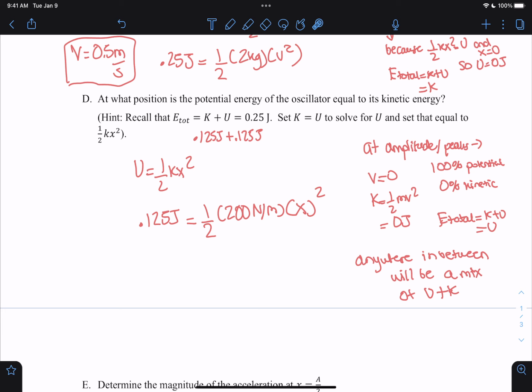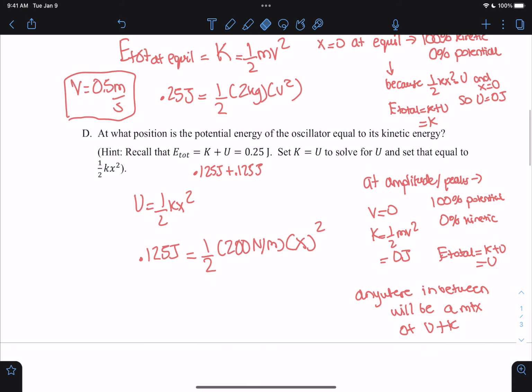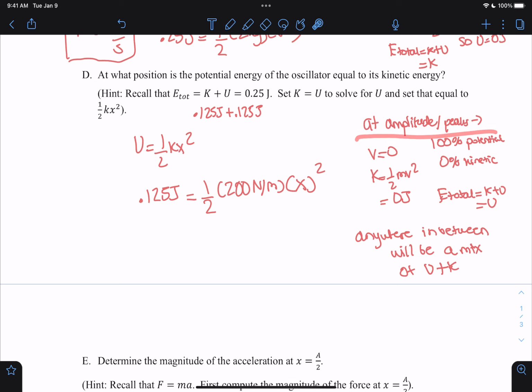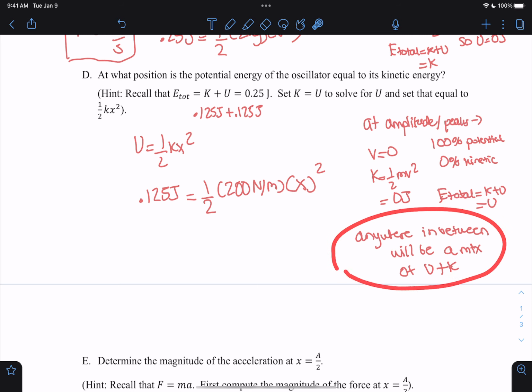Once again, the reason that we're using 0.125 is that they told us that the potential energy has to be equal to kinetic. At the same time, we know that the sum of those two types of energies must be equal to the total energy at all times, so I must conserve that 0.25. The way I get that 0.25 will differ. At equilibrium, it's going to be all kinetic, so I'd have 0.25 joules of kinetic energy. At the amplitude, at the maximum compression or stretching distance, it's all potential, so I'd have 0.25 joules of just U. But anywhere in between, at that distance that we're looking for, will be a mix of U and K.